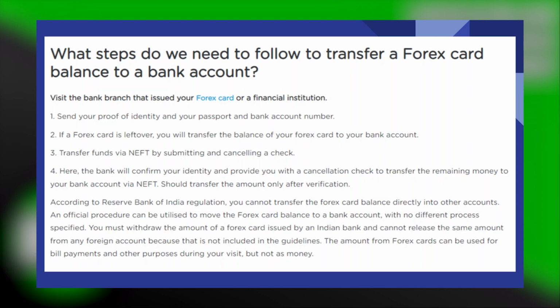Here, the bank will confirm your identity and provide you with a cancellation check to transfer the remaining money to your bank account via NEFT. Should transfer the amount only after verification.